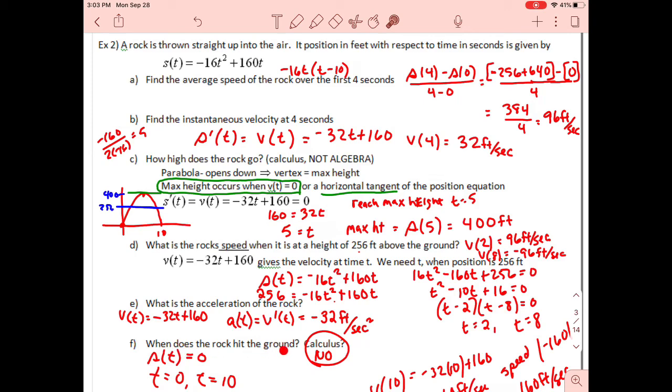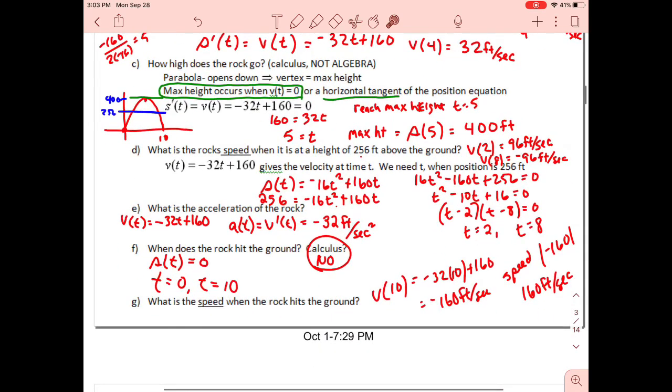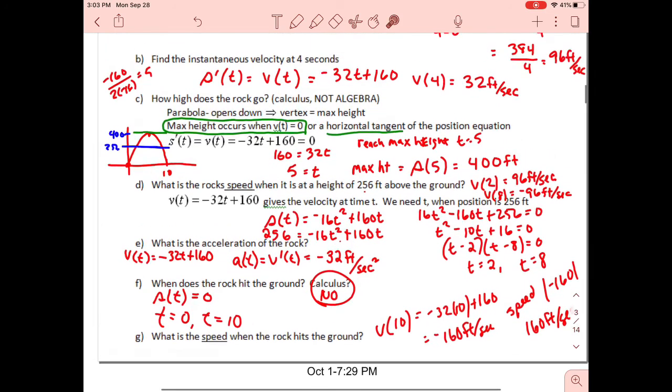F, when does the rock hit the ground? And the question says calculus. The answer is no. We don't need calculus for that. When the rock hits the ground, we know that the position of the rock is 0. So we simply set the position equation s of t equal to 0. And that comes out to be 0 and 10.